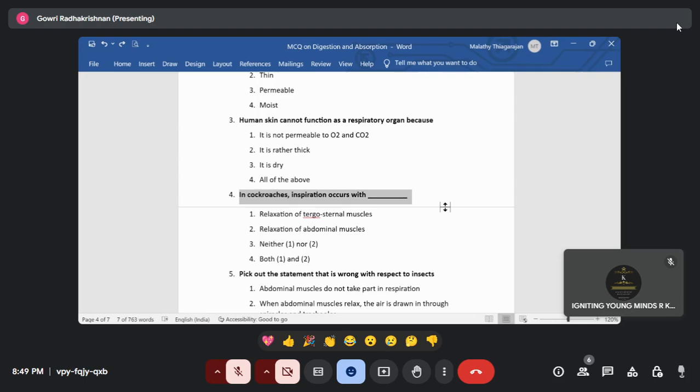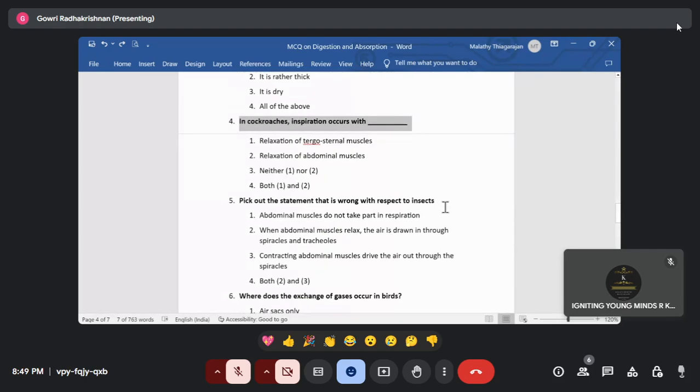So what is the option? Option 4, all of the above. Exchange of gases like oxygen and carbon dioxide is not permeable, and it is rather thick and dry. Therefore, all the above is the right answer for this question. All right, children? Okay. Now, the fourth one.